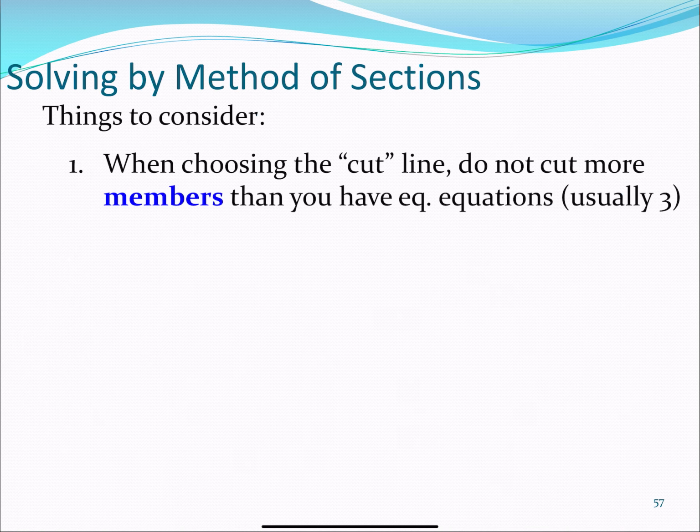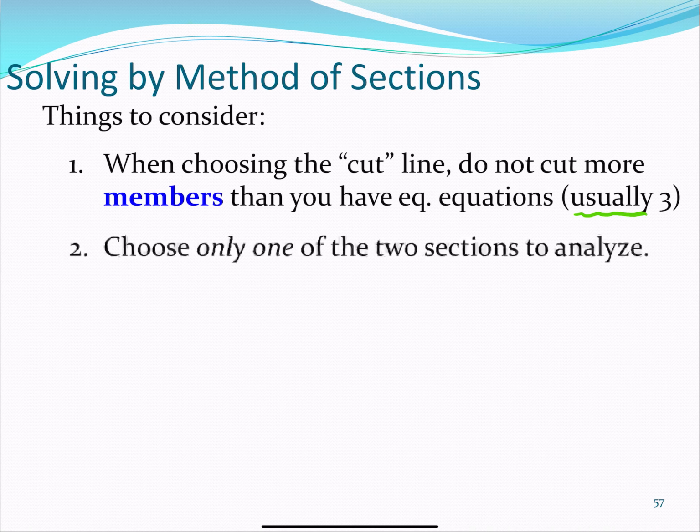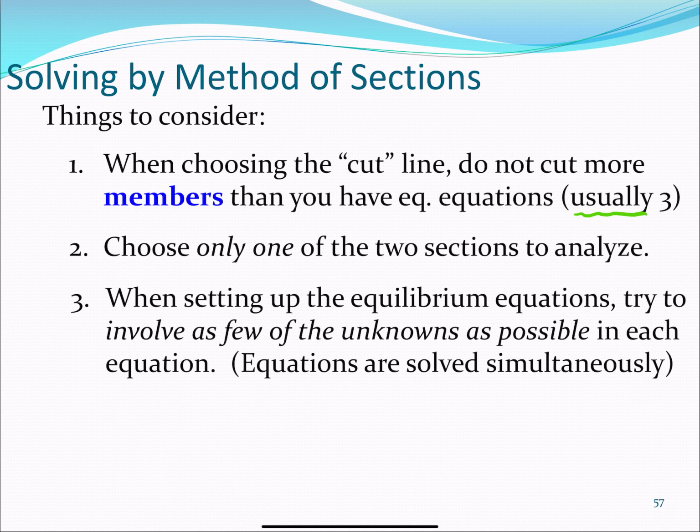So, things to consider. When choosing the cut line, do not cut more members than you have equilibrium equations, usually 3. We will see in a minute that you can actually sometimes cut through more than 3 members, but certain conditions have to be met. Choose only one of the 2 sections to analyze. Forget about the other one. The other is in equilibrium. You don't have to worry about the other section. Just choose the more convenient one for you to solve.